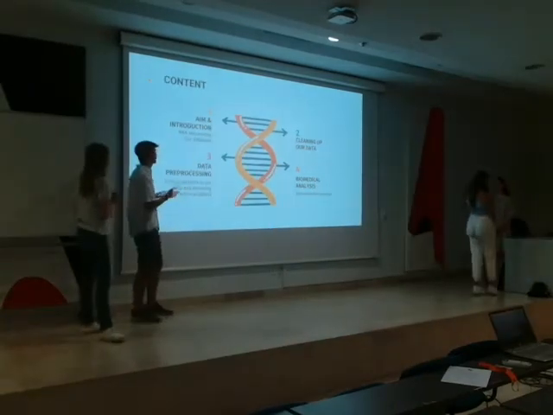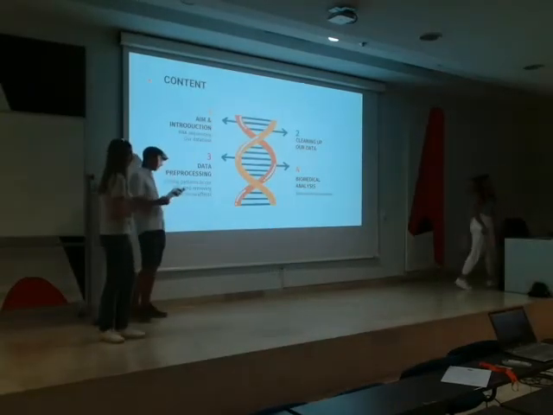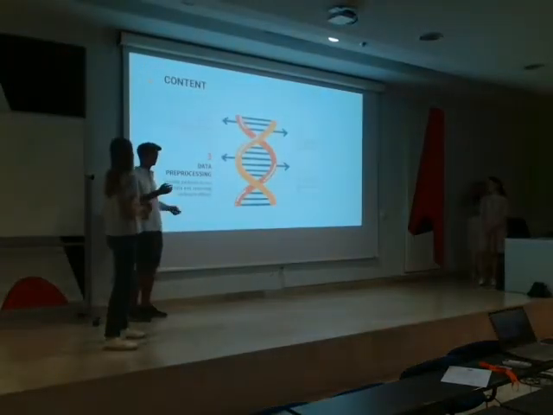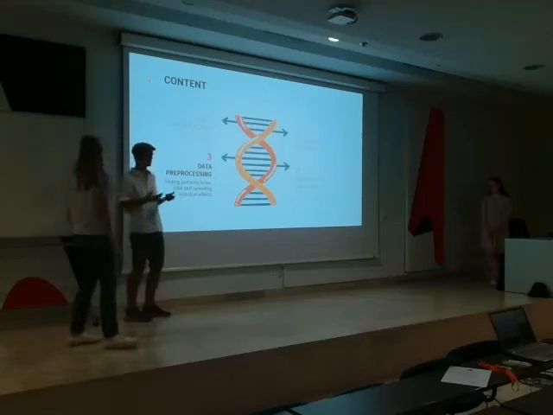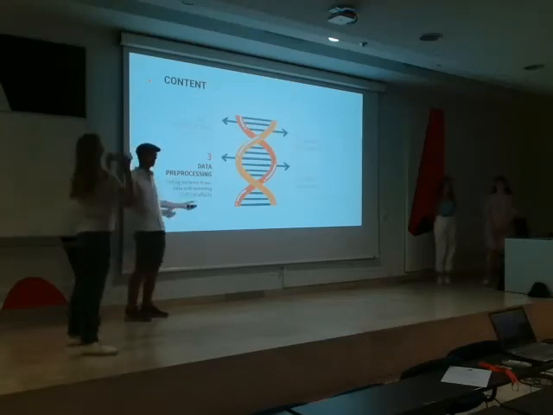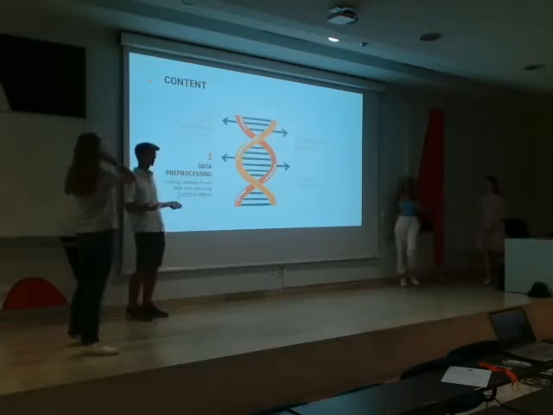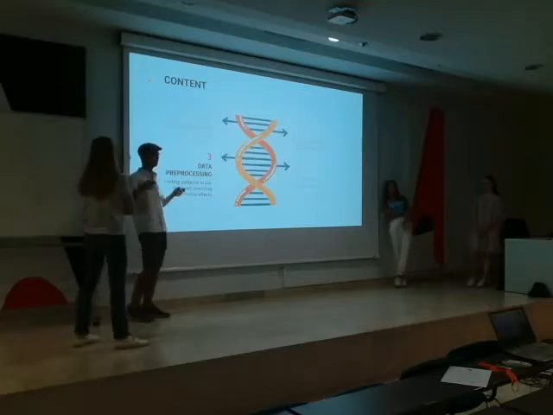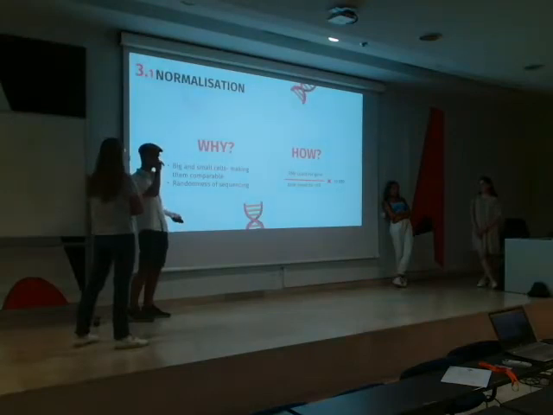So now that we've cleaned up our data, we need to pre-process it, crunch it up a bit, because it's insane how much data is generated from single-cell sequencing. So what we do first, before we even start crunching the data, we need to make the cells comparable to each other, which we do through normalization.